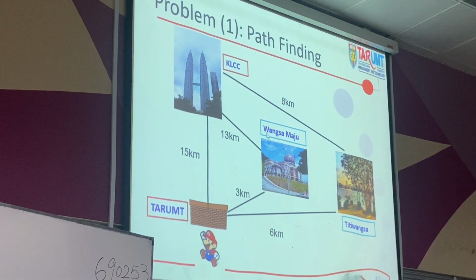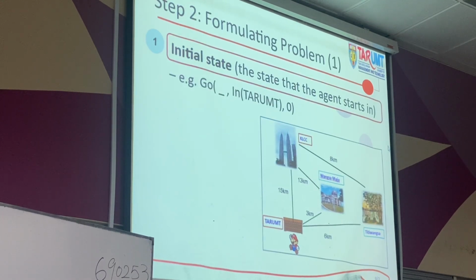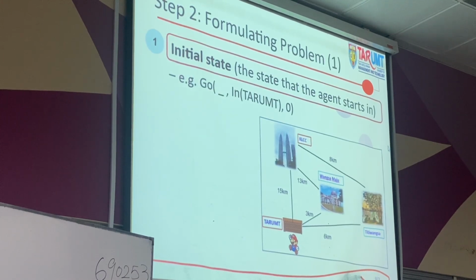Alright. Let's go element by element. So what is the initial state based on this problem? Yeah. Thai UMT.